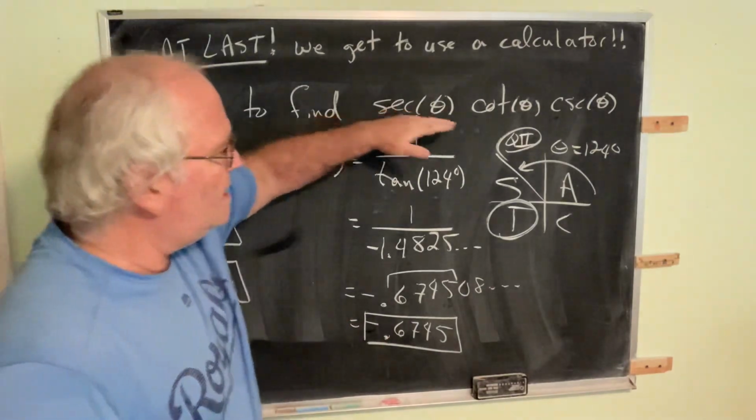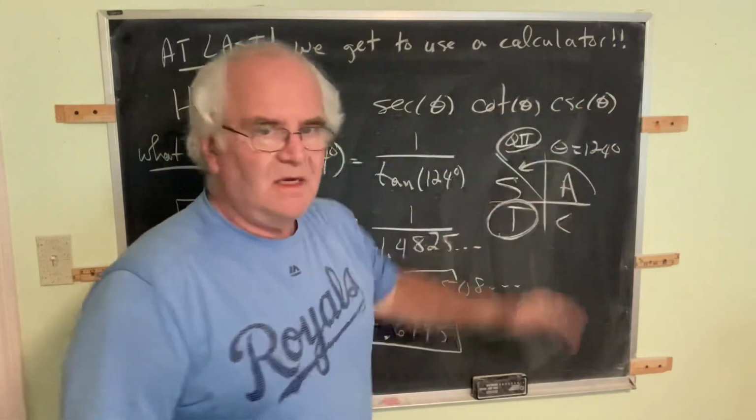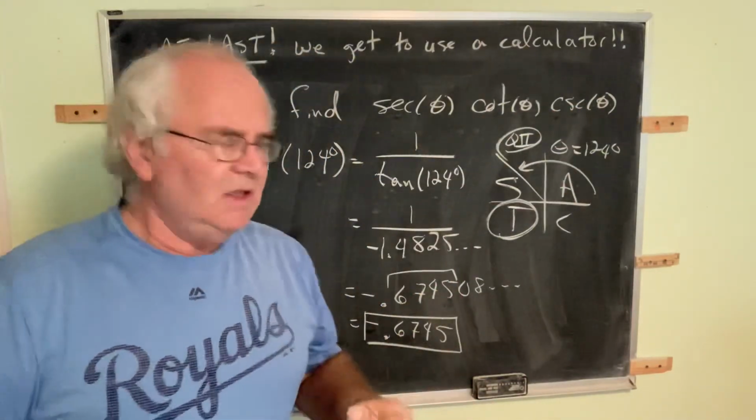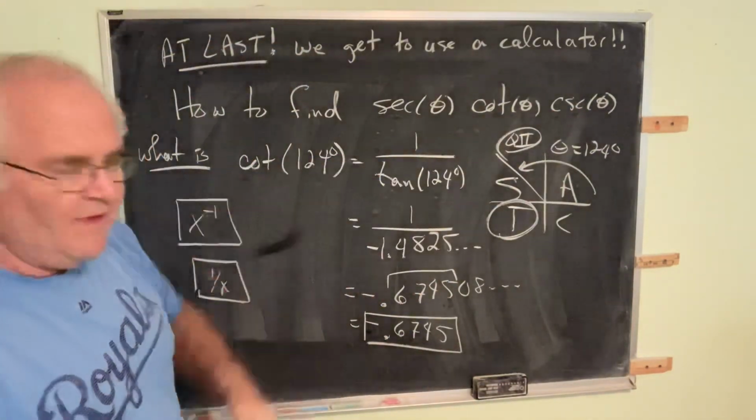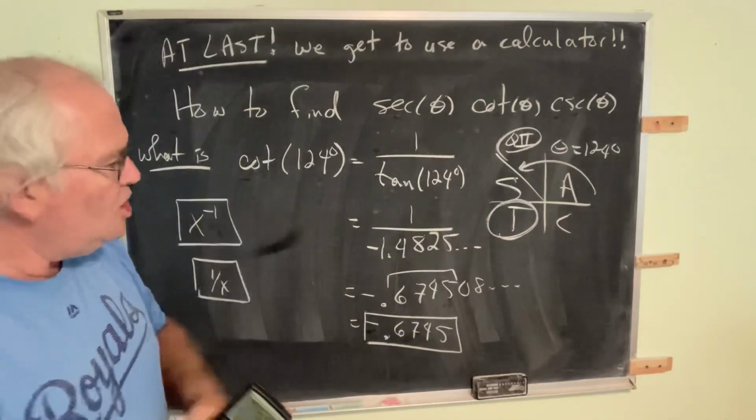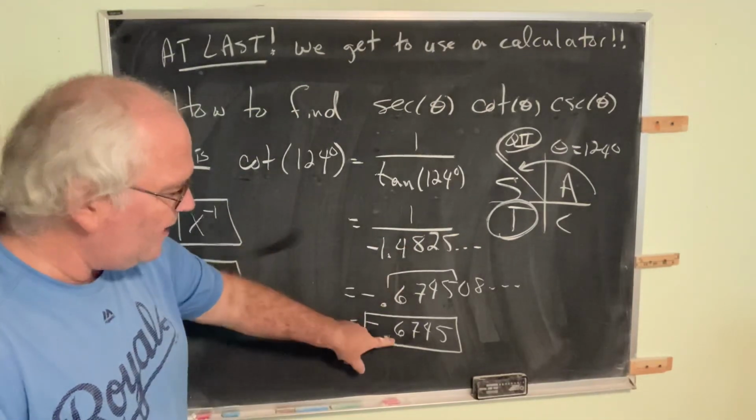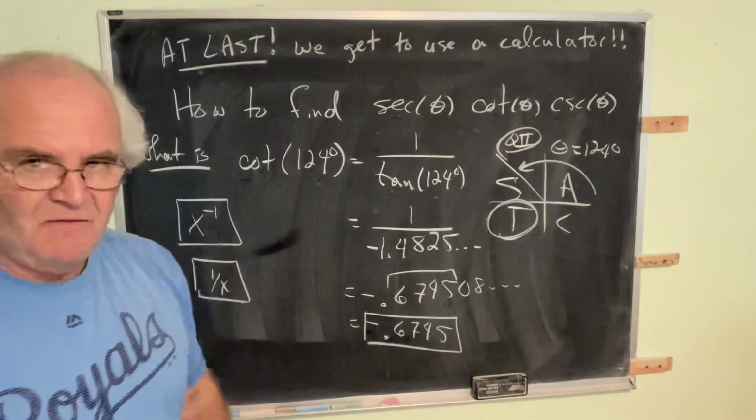So for the secant, cotangent, cosecant, for those reciprocal functions, you do the reciprocal, find the function your machine can work, do not round until the very, very end, and then give me 4 decimal places.